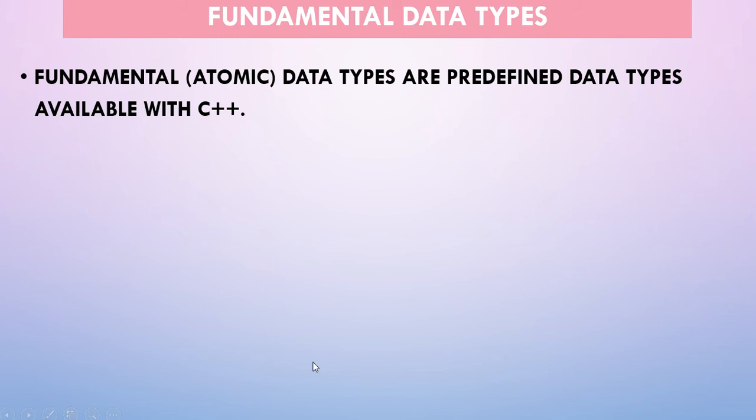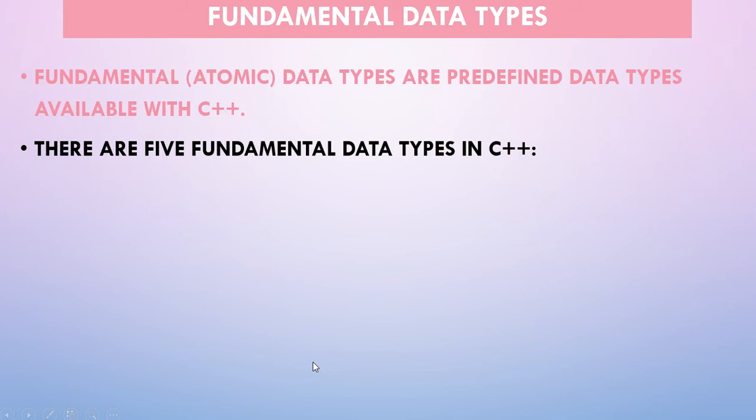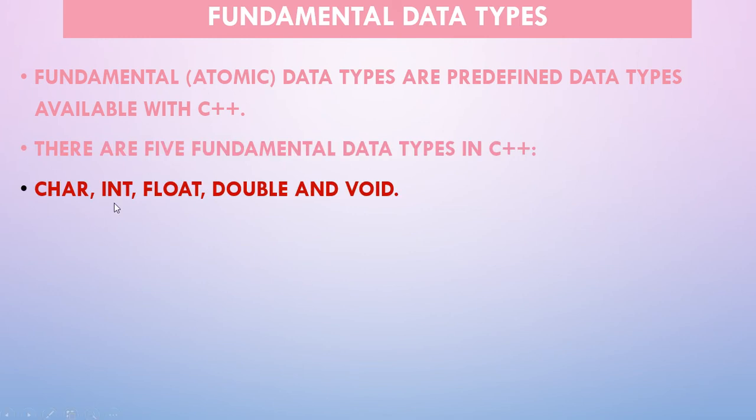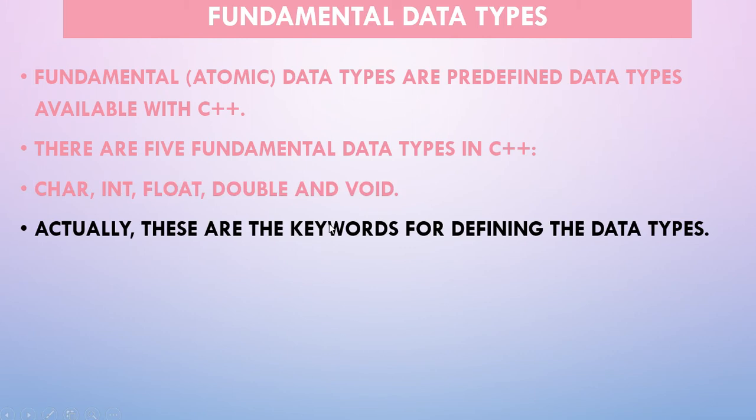Fundamental data types. So let's discuss what the fundamental data types are, what their use is, and how to use them. There are 5 fundamental data types in C++, that is char, int, float, double and void. So actually these are the keywords for defining the data types. We have studied keywords. What do you mean by keywords? Reserved words are called keywords here. So to declare each data type, we are using keywords here.